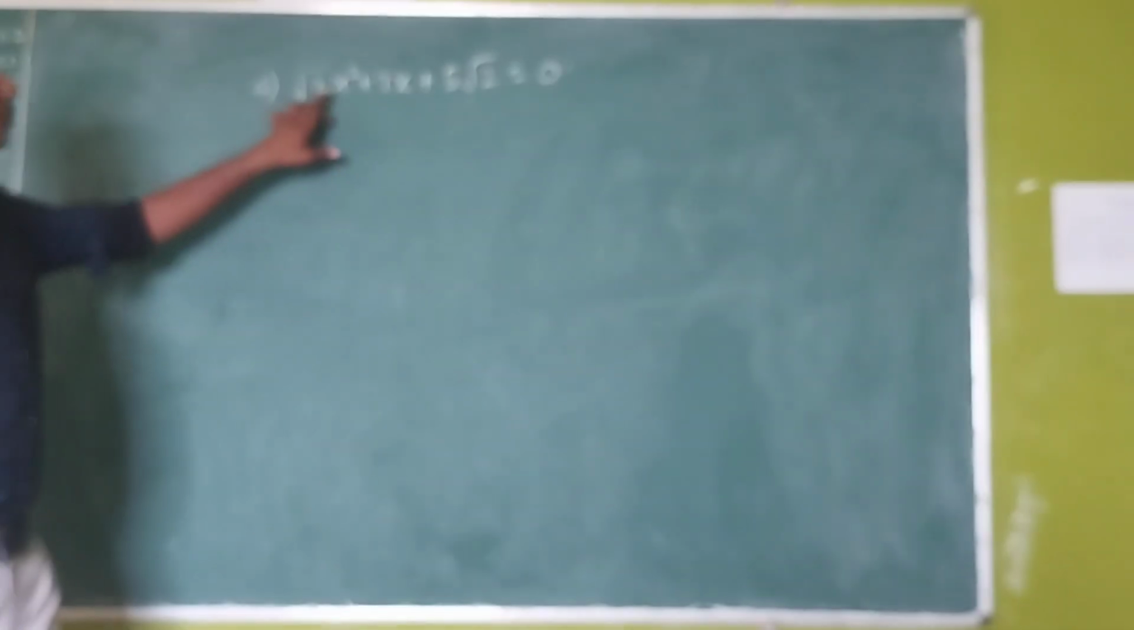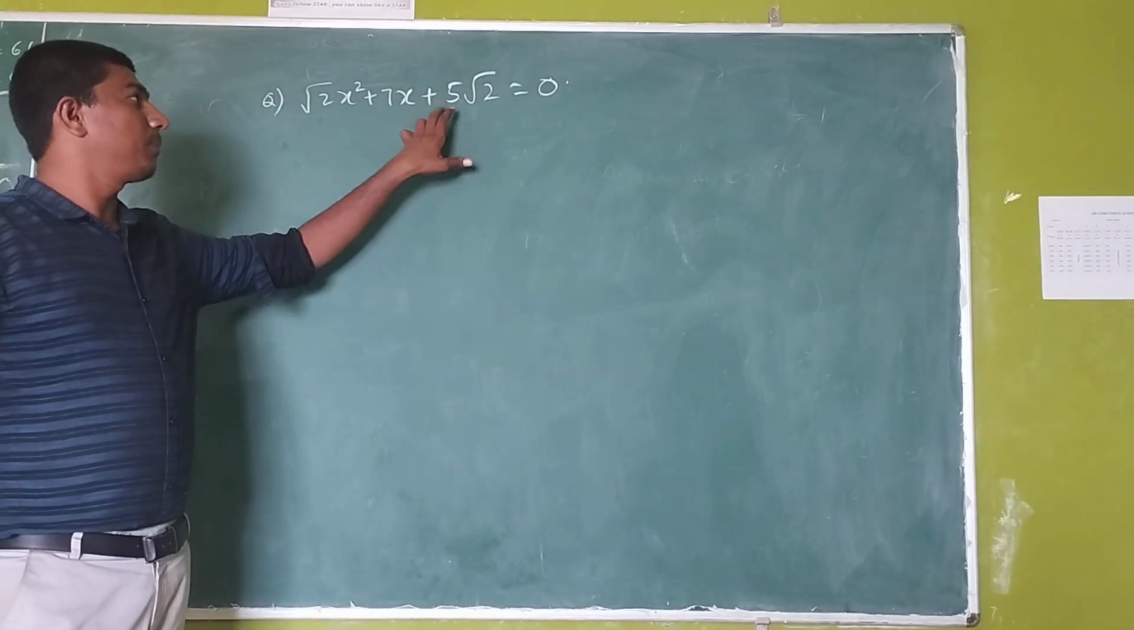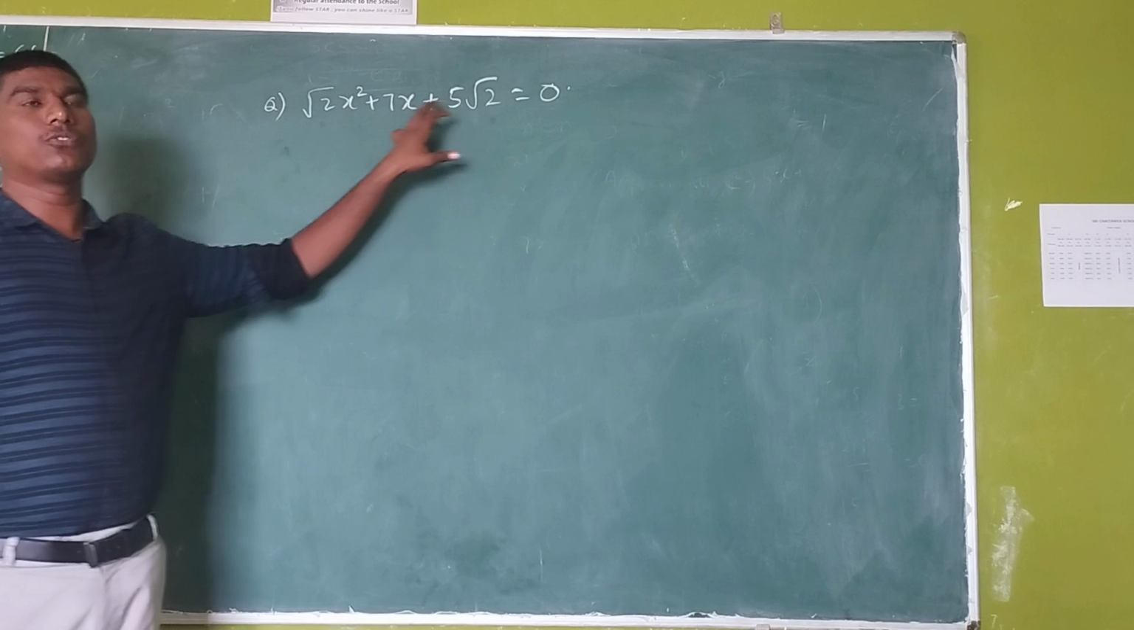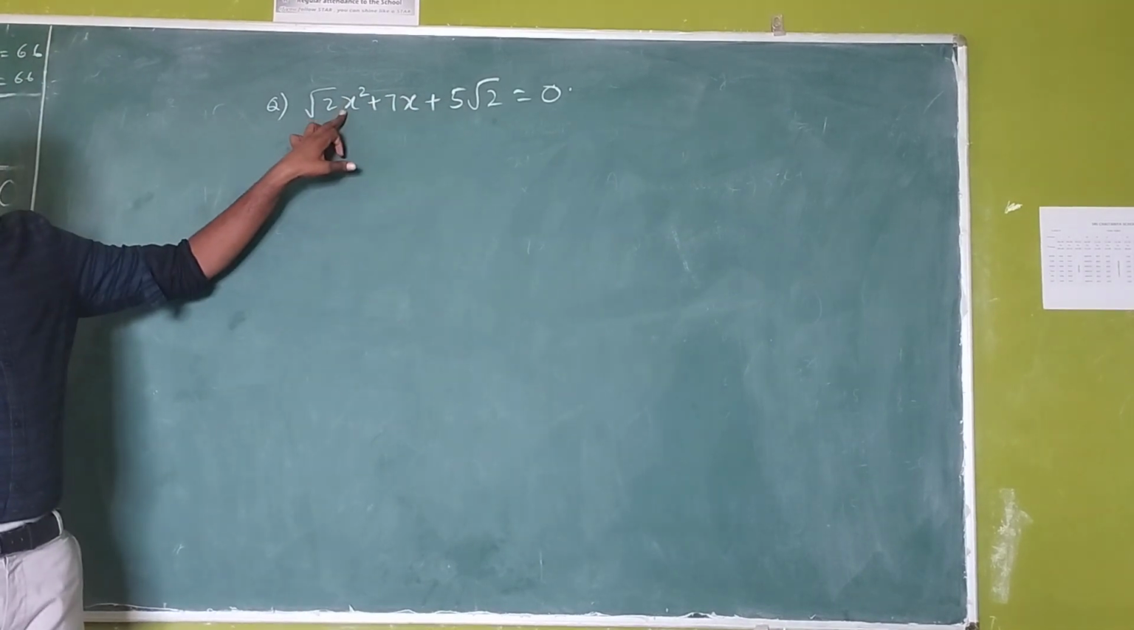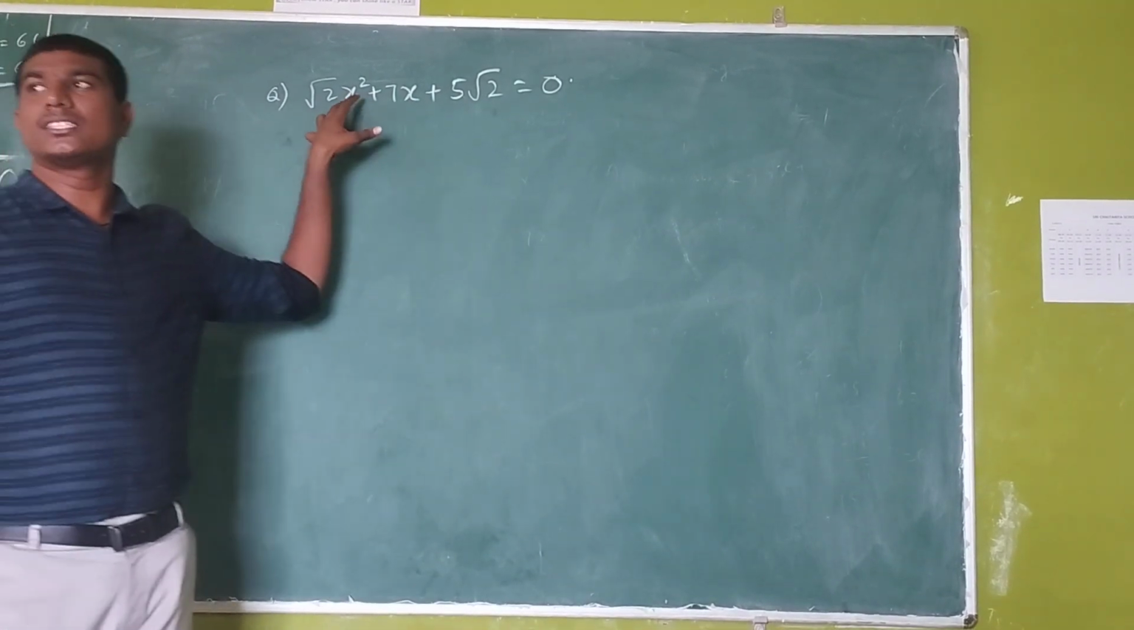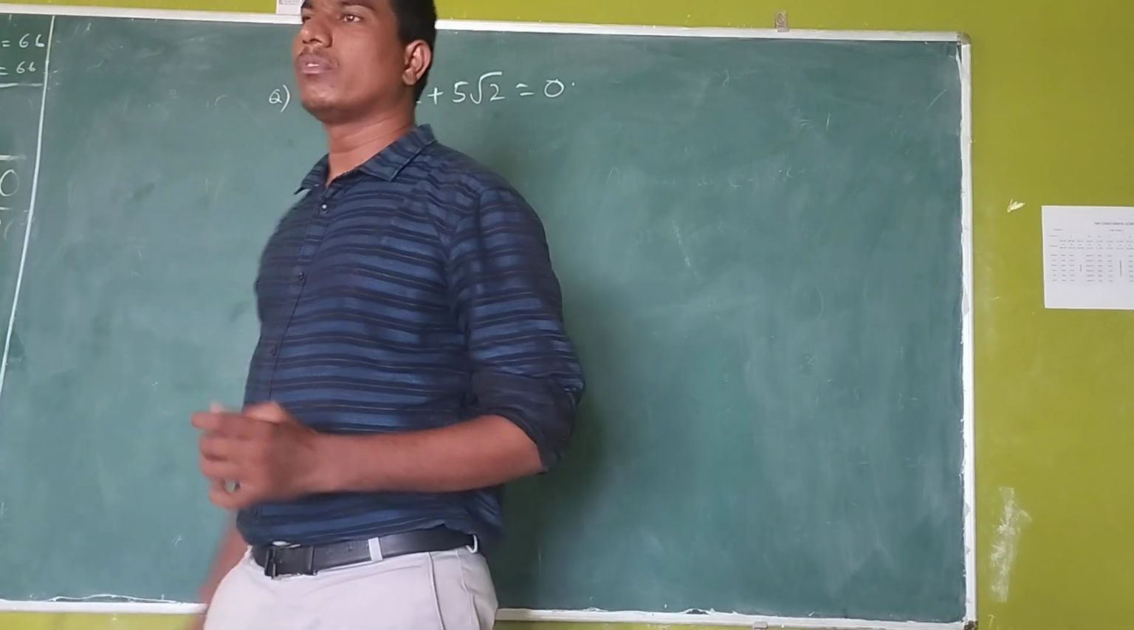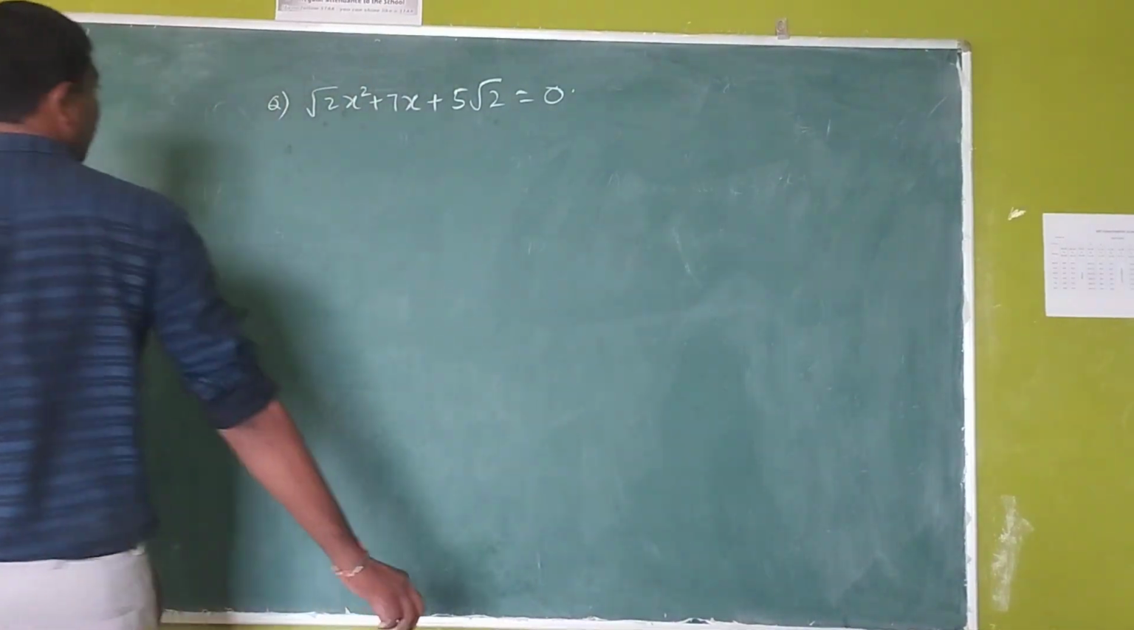The given question is root 2 x square plus 7x plus 5 root 2. Here, what we have to find? x, because x is the variable. So we are using the factorization method.